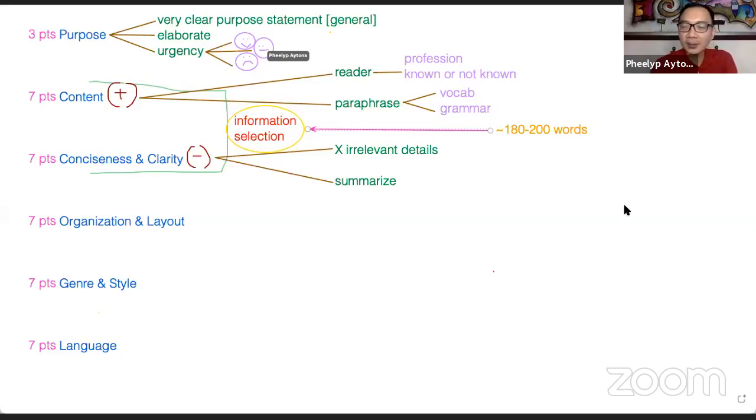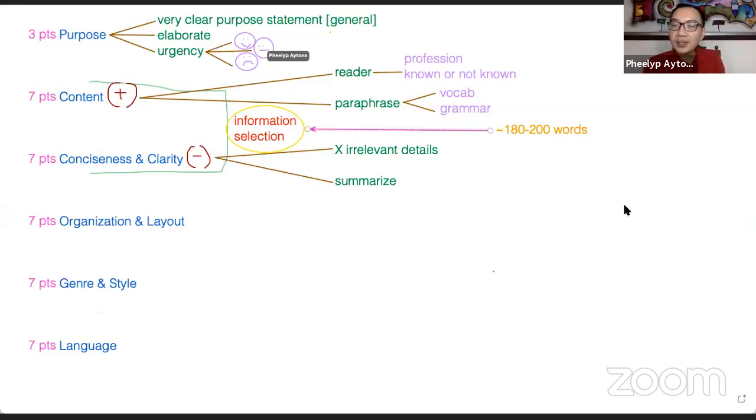Organization and layout. Ano naman? So, yung sa content and conciseness and clarity, that's how you select information, right? Na-select mo na. So, paano mo siya ayusin? That's how you organize your information, you have to do it in a way para mas madaling mag-gets ng tao kung ano ba yung sitwasyon ni patient.